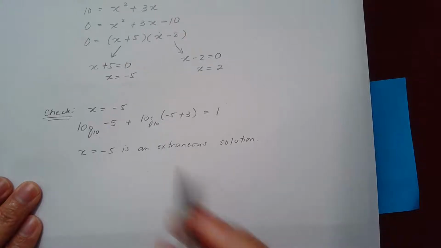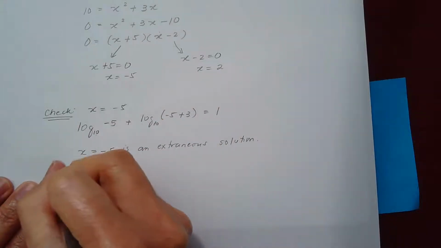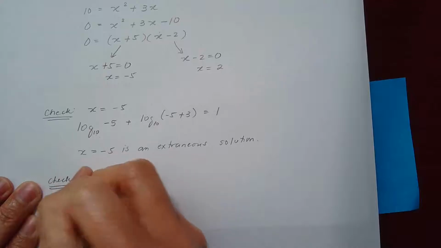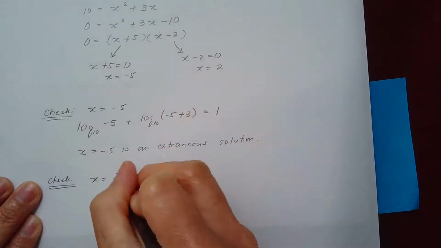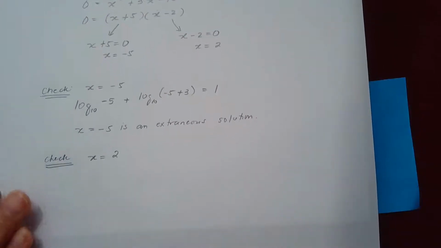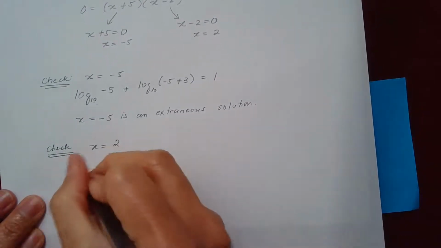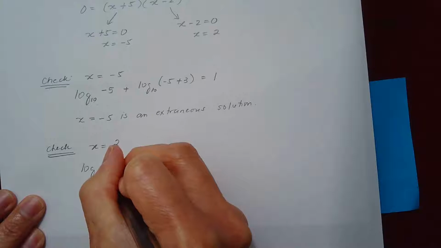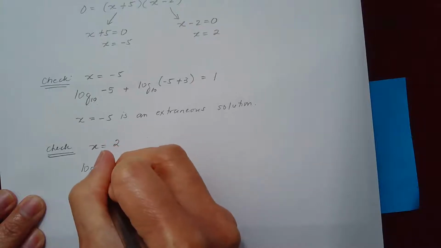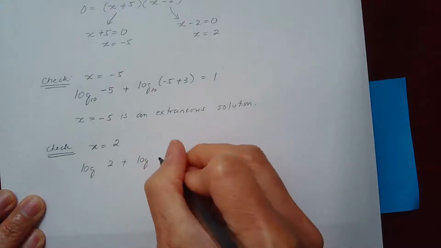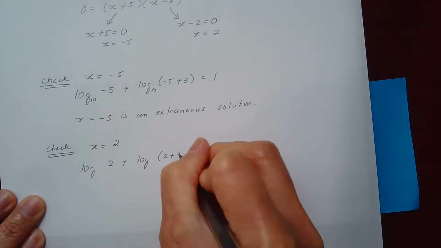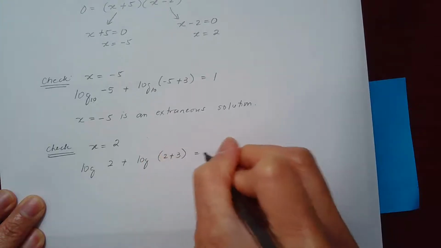Now let's check x equals 2. Check x equals 2. So log base 10 of 2 plus log of 2 plus 3, of course that's base 10, equals 1.